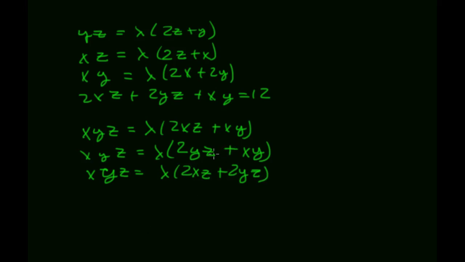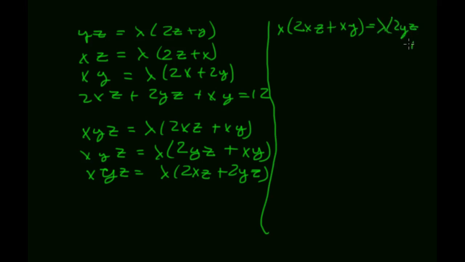Okay, so let's take these two at a time. Since they're both equal to xyz, I now know that lambda times 2xz plus xy should equal lambda times 2yz plus xy. So the lambdas fall off, the xy's fall off, so I know that 2xz is equal to 2yz, which means x has to be equal to y. Okay, so that's much quicker than before. We got to that conclusion in the last way we tried this, but we got to it much quicker this way around, right?